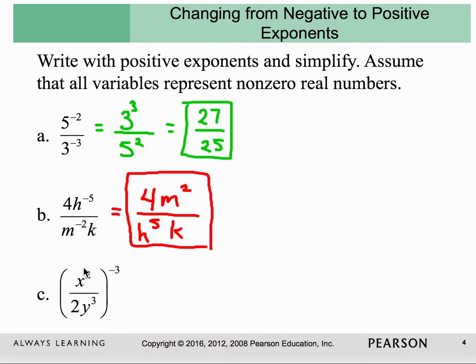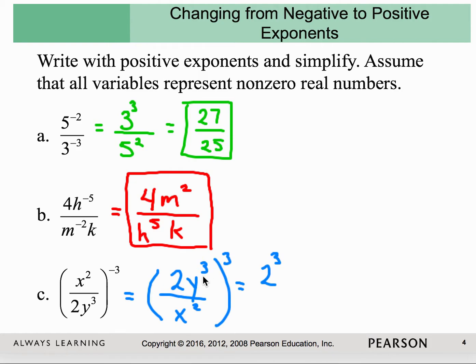Okay, inside parentheses, there's nothing to do, right? So if I want to make this a positive exponent, it means everything inside the parentheses has to flip. Since it's on the parentheses, it applies to everything, and that makes that positive. Now I've got to get rid of the parentheses. So this is 2 to the third. It's going to go to everything inside the parentheses.